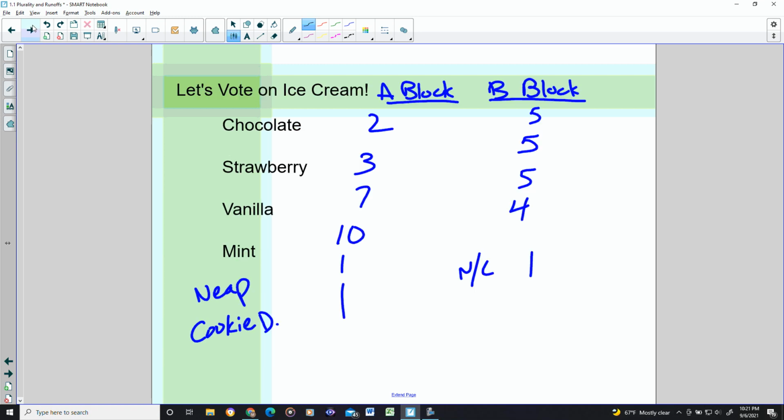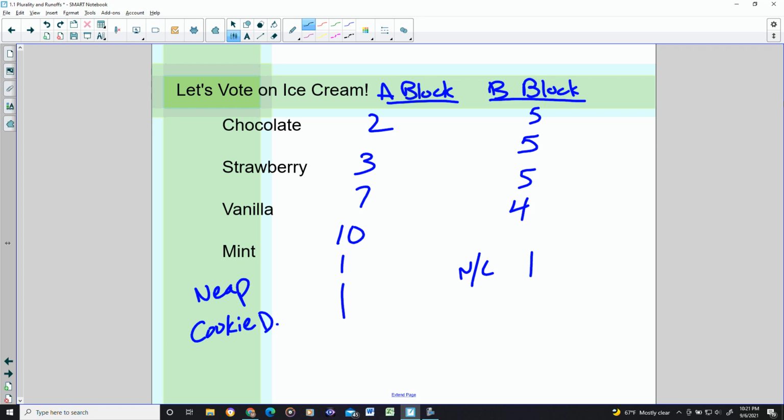Okay. Next. All right. So here's definitely a case we can talk about. We had some people that decided they wanted to vote on favorite ice cream, A block and B block. This is from 2 years ago, I want to say. And then you had the choices of chocolate, strawberry, vanilla, and mint.